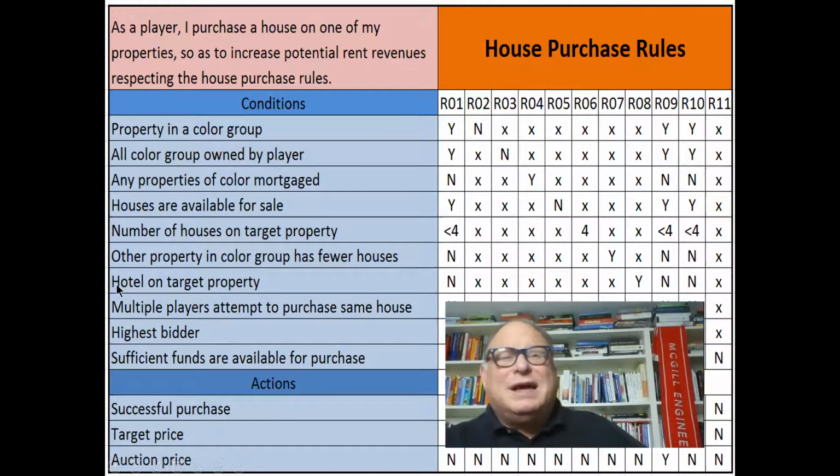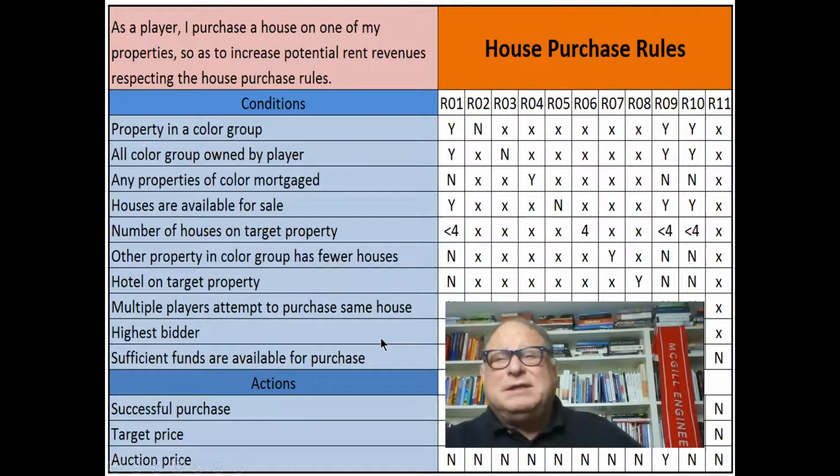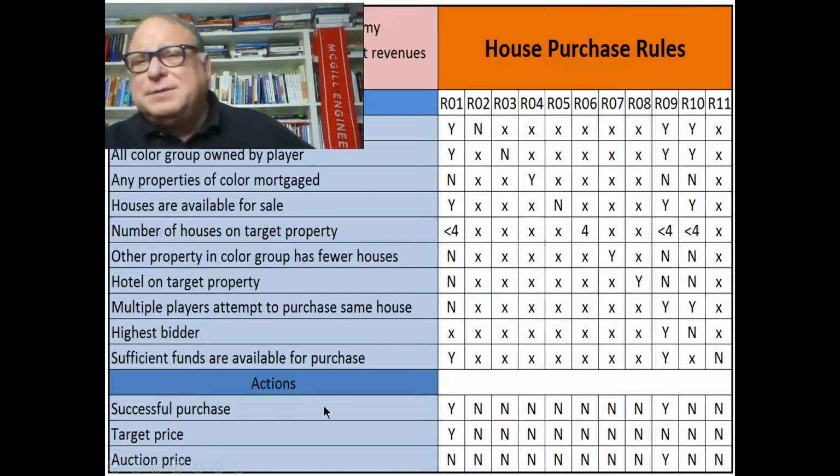Are there hotels on the target property? If there's a hotel, you can't put a house. Are there multiple players attempting to buy the same house? Are you the highest bidder? And do you have sufficient funds for the purchase? So those are all the factors. And then the possible outcome is a successful purchase at the target price or at an auction price. So those are basically 3 true or false actions.